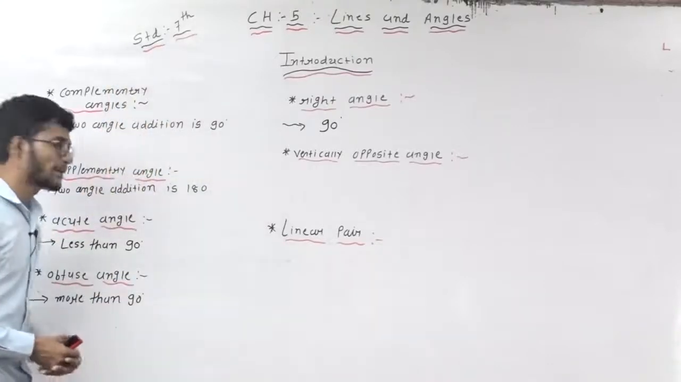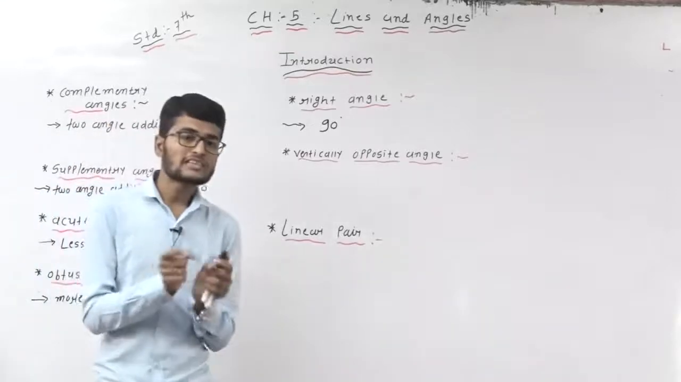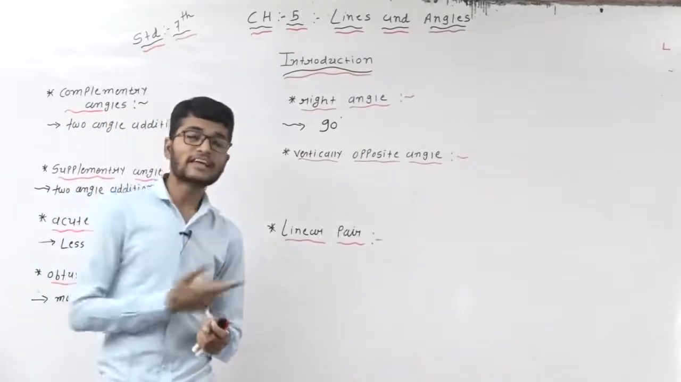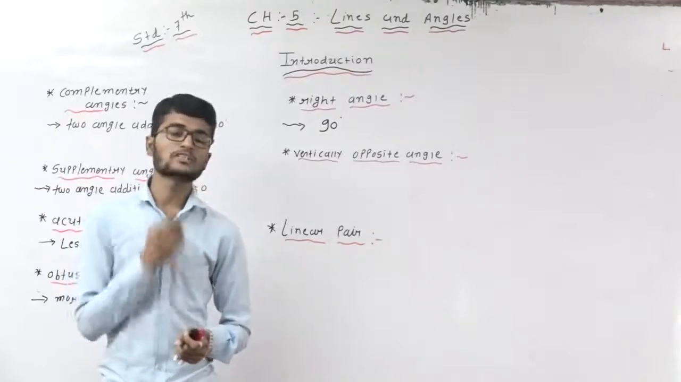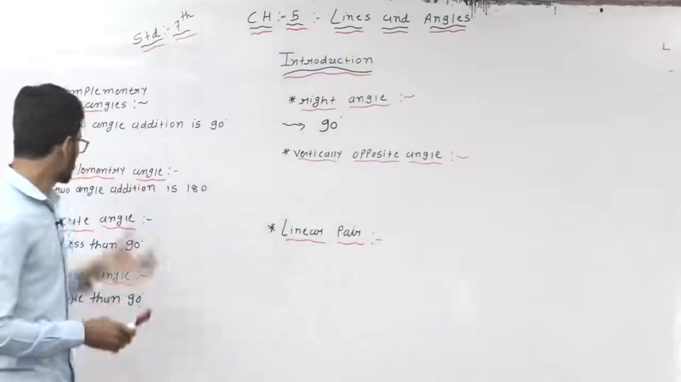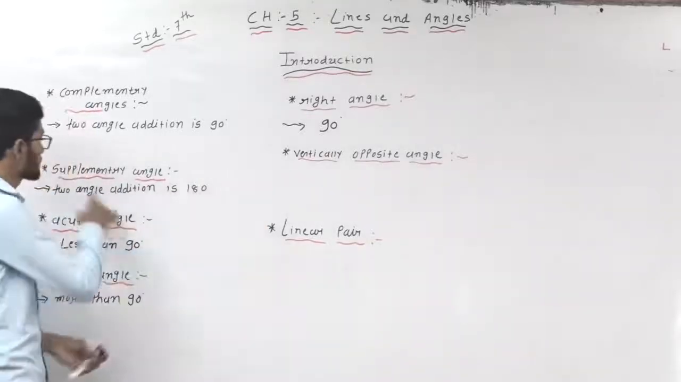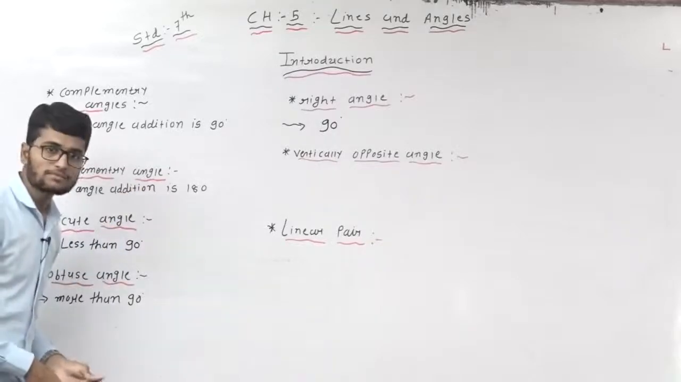Then after that, the supplementary angle. It means given any two angles, if the addition of these two angles is 180 degrees, it's called supplementary angles.